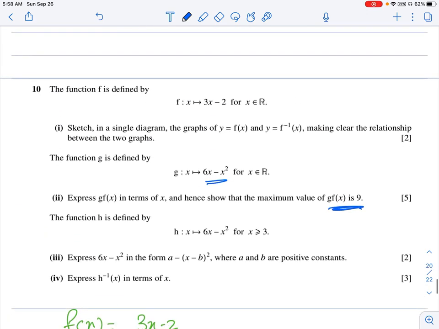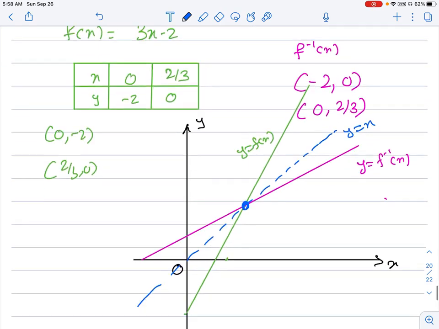Now to the next part of the question. The function h of x is the same, 6x minus x squared, but x is greater than or equal to 3. Express 6x minus x squared in this form, and hence find h inverse of x in terms of x.